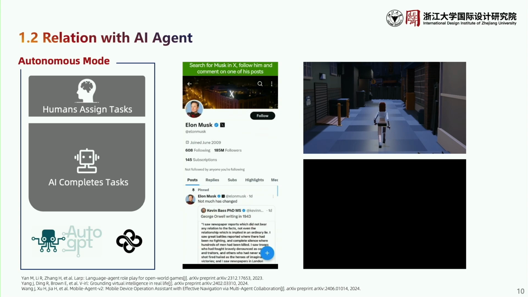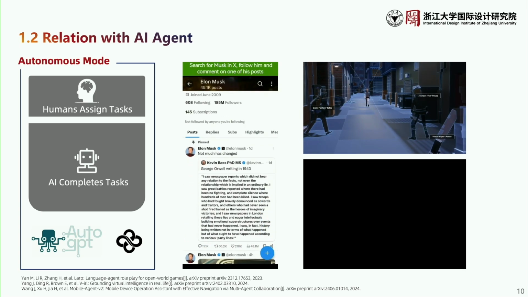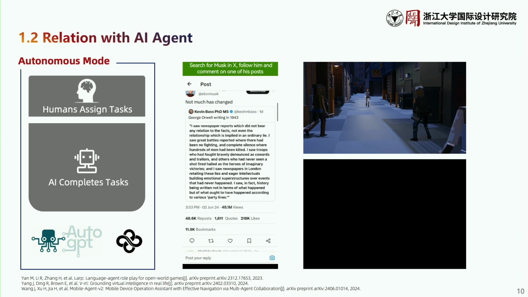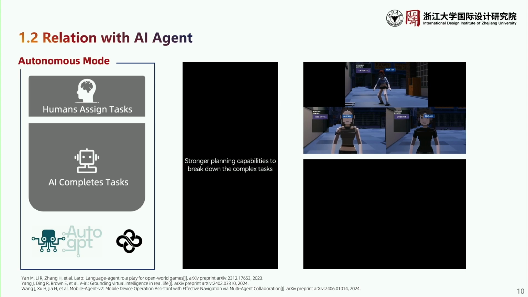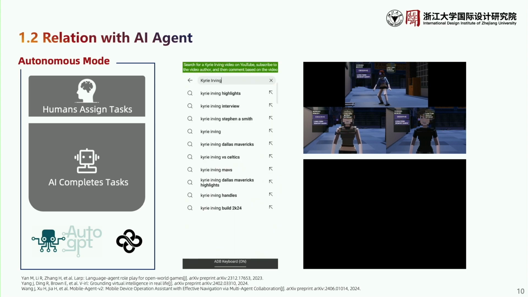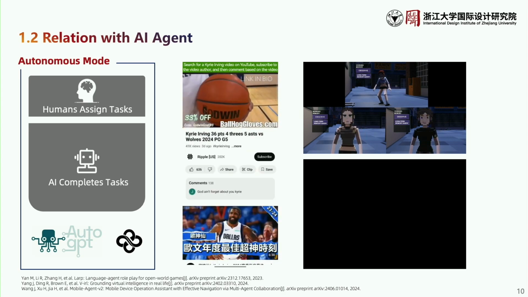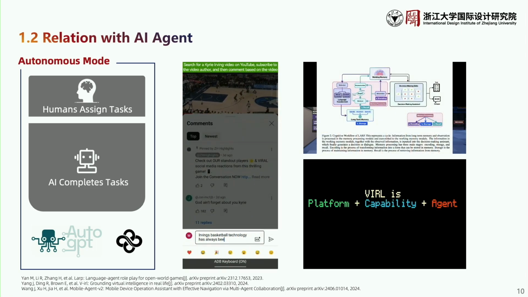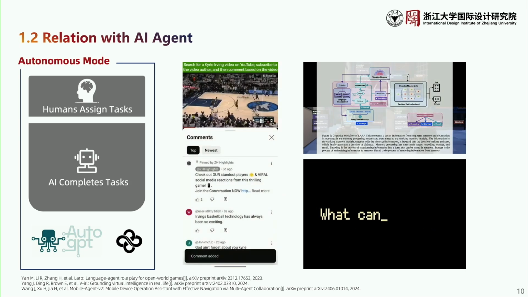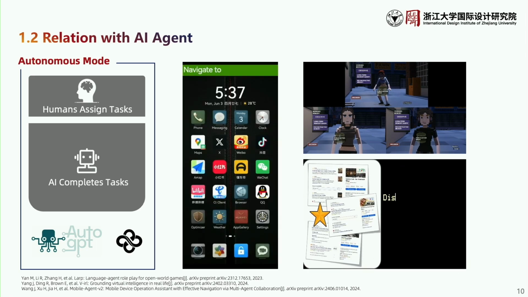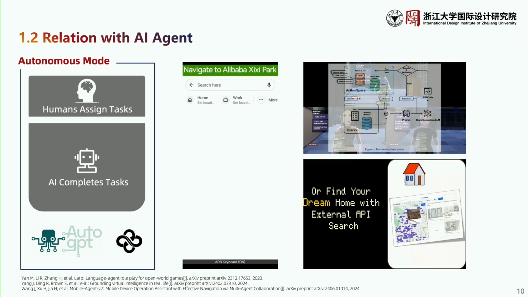Another example is NPCs, non-player characters in games. I don't know if any of you play games, but I play a lot. When I interact with an NPC, each NPC always gives the same answer and does the same action. But just imagine in the future, each NPC is an agent. Every time you interact with this NPC, it gives a different response. So this game will be fantastic. Another example is asking the AI to search for a specific restaurant or hotel. These are some examples of autonomous mode.